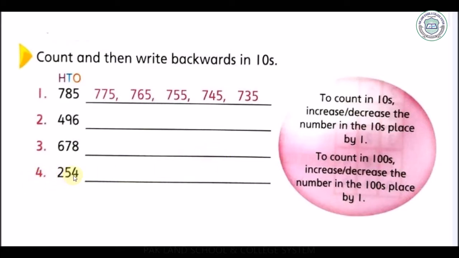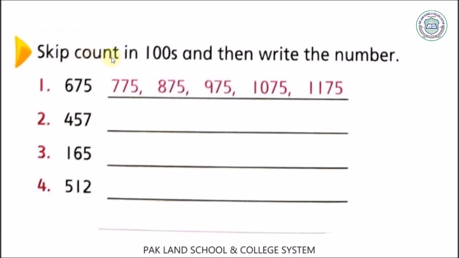Here we have 254. So we write 244, 234, 224 and 214. Next we have skip count in hundreds and then write the number.